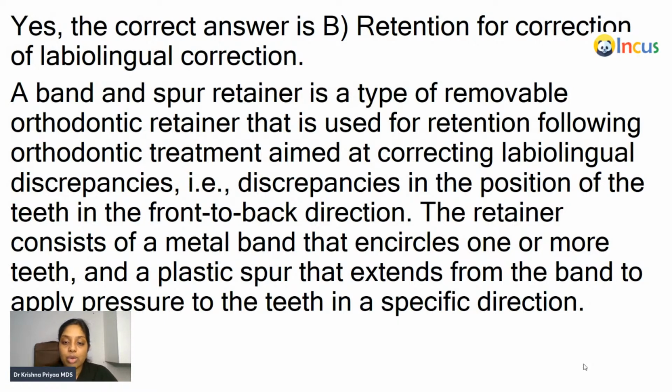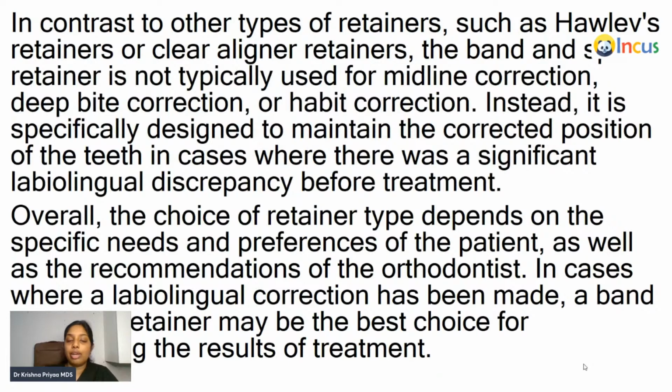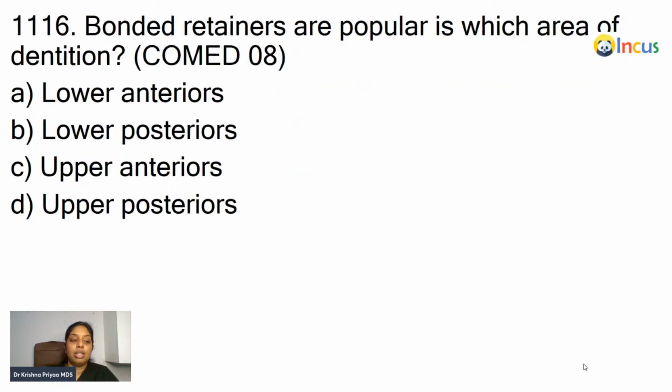The retainer consists of a metal band which encircles one or more teeth, and it applies to a plastic spur which is associated with the adjacent teeth, so that they apply pressure in only a certain direction, and thereby the labiolingual correction is achieved while the patient is on retention. It is custom made to fit each tooth, and it's typically worn full time for several months following an orthodontic treatment. So this is a new kind of band and spur retainer.